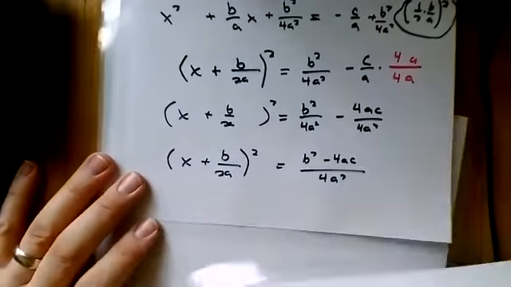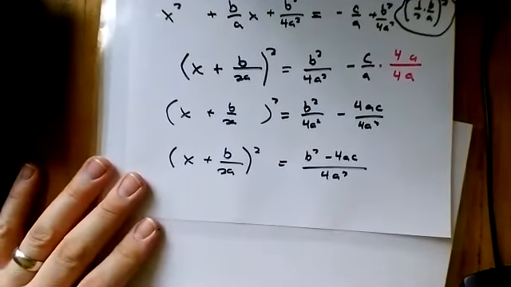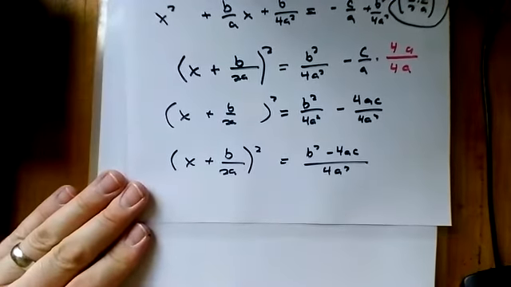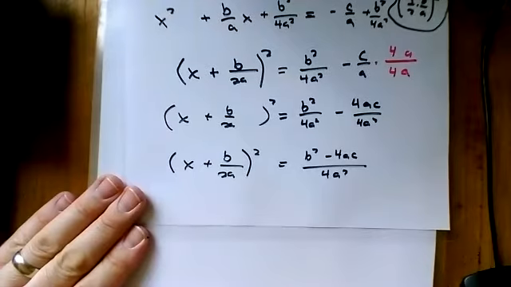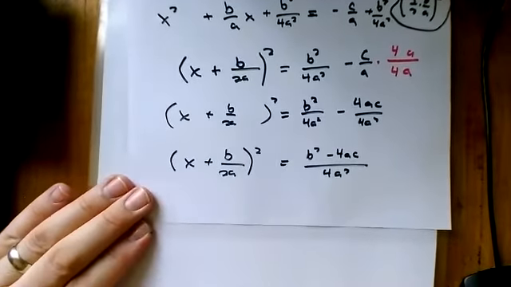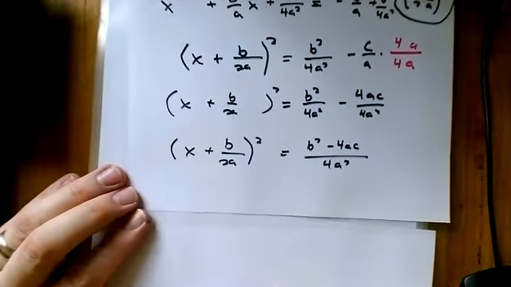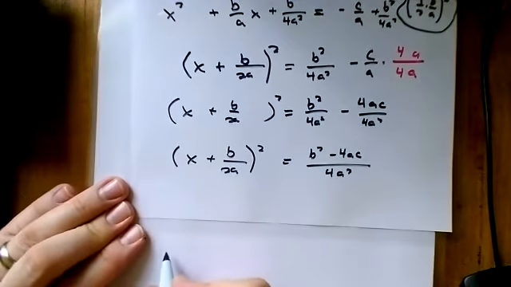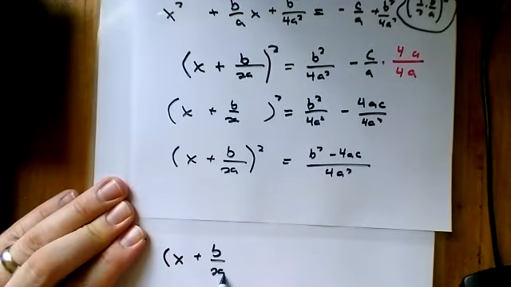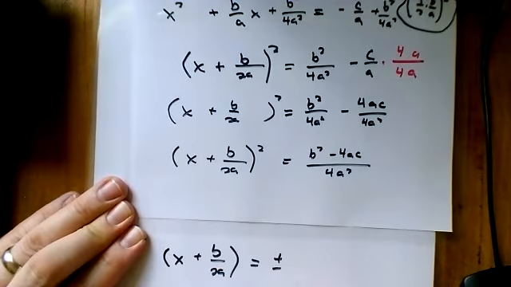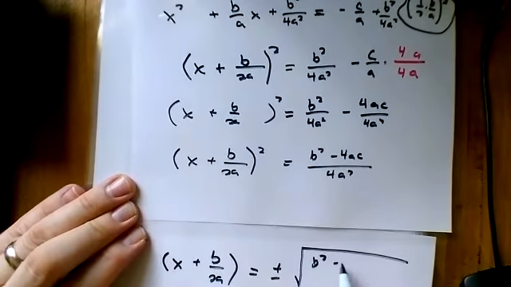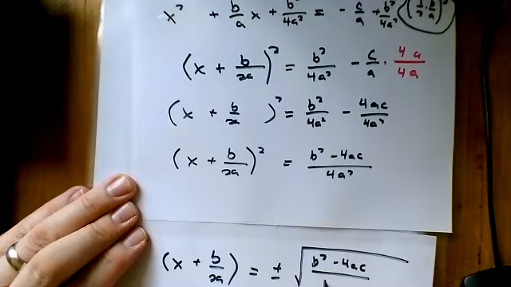From here, something was just sticking together here. Now let's go ahead and take the square root of both sides. When I apply the square root property, I'm going to end up with x plus b over 2a is equal to plus or minus the square root of this b squared minus 4ac over 4a squared.